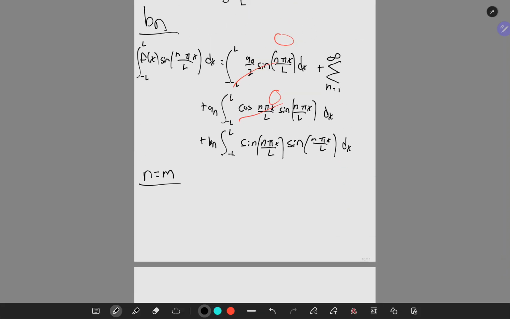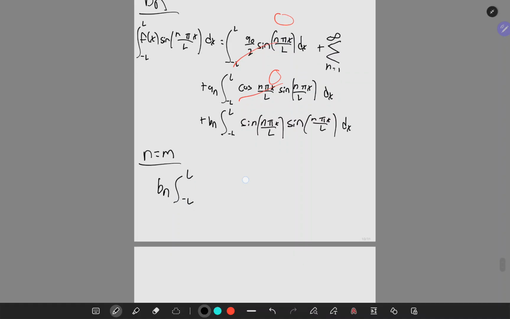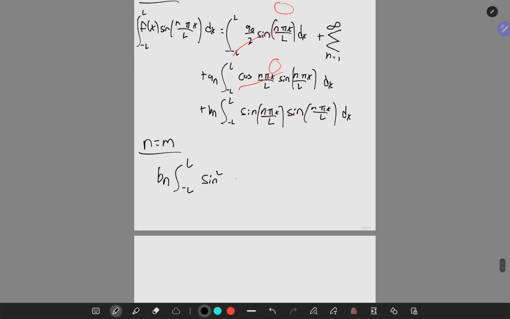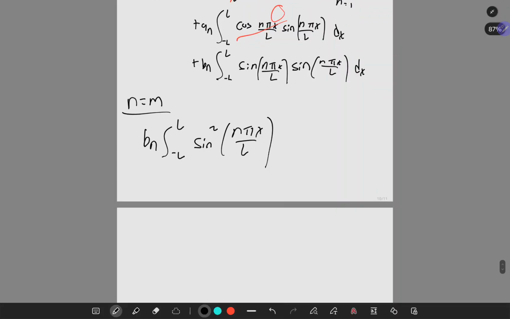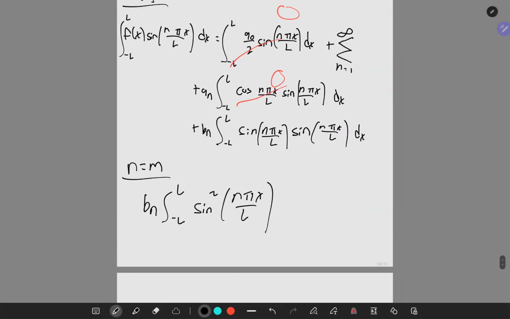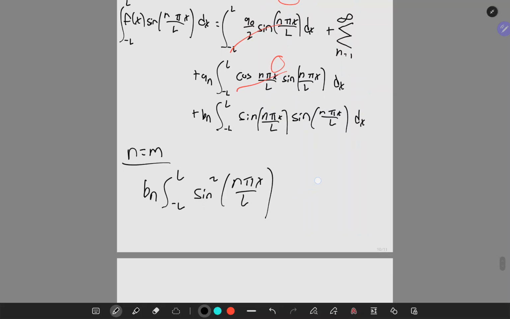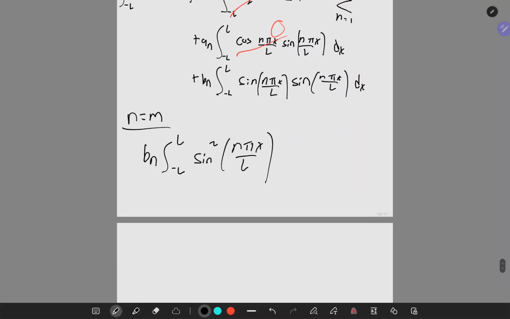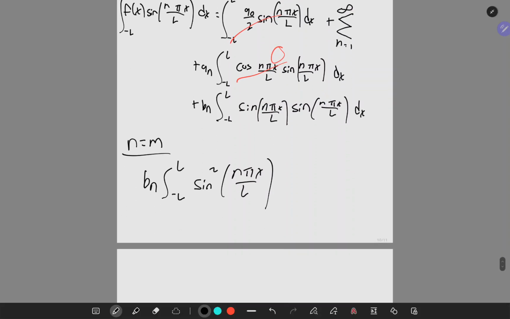Sine squared, right? So b of n, negative L to L, sine squared n pi x over L. And if n doesn't equal m, we'll get the same thing. Every term will drop off. You can go through it if you want to. For time's sake, I'm just going to do it for this.